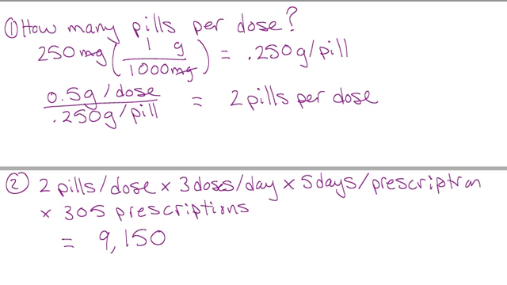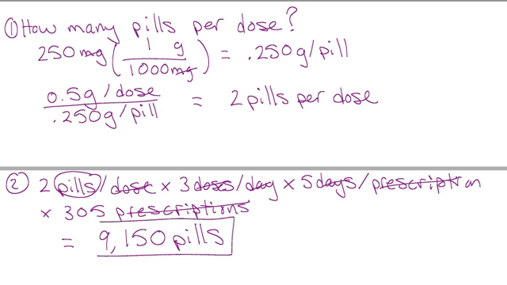So let's see, that answer gives us what? Well, let's see. We can cancel out doses, day and days, and prescription. What we're left with is the number of pills, and that's what we are looking for. So for the next 6 months, a pharmacist can expect to order 9,150 pills.